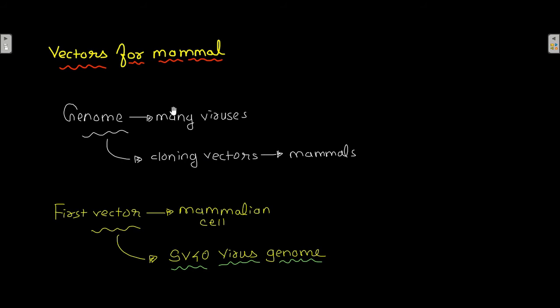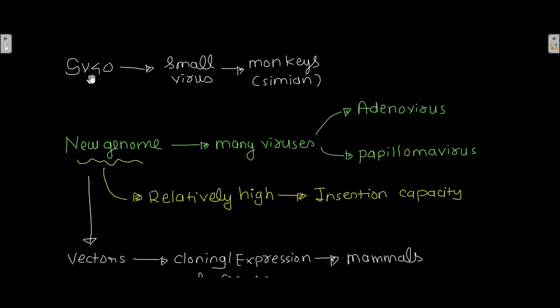Now let's have a short discussion about vectors for mammals as well. The genomes of many viruses are used as cloning vectors for mammals. The first vector used for mammalian cells was based on the SV40 virus genome. SV40 is a small virus that infects monkeys such as simians.